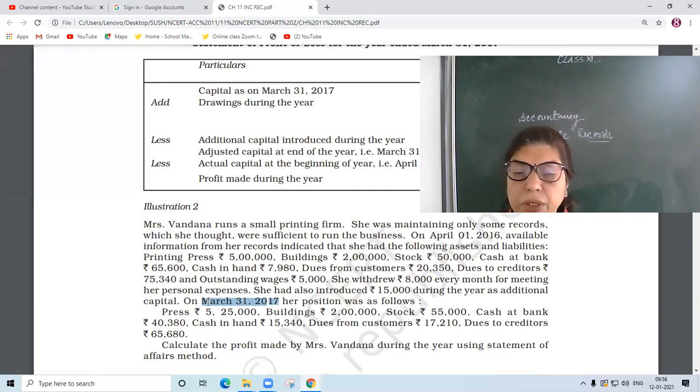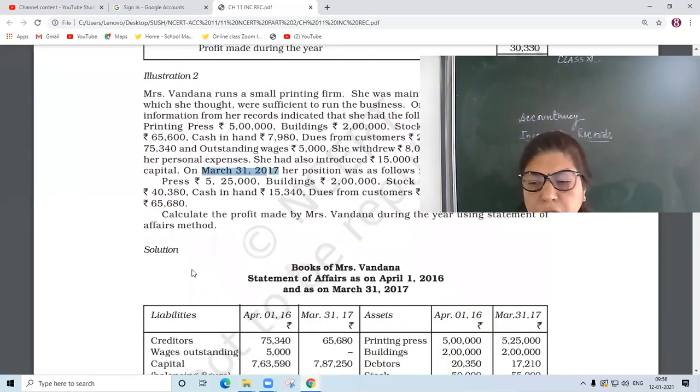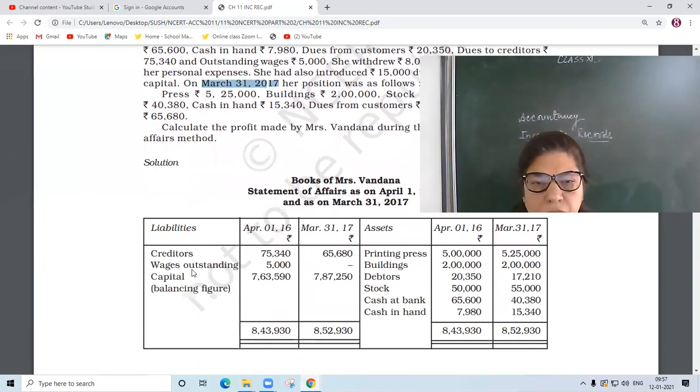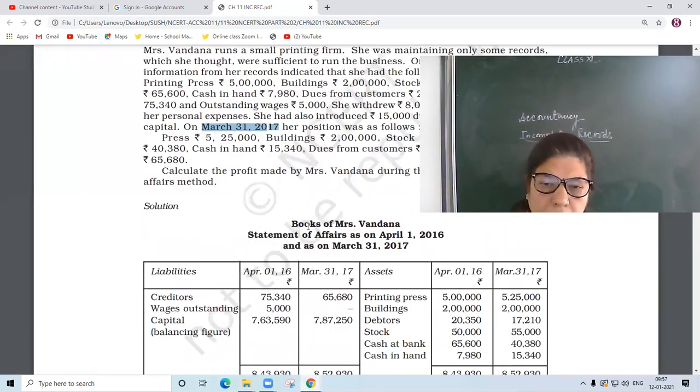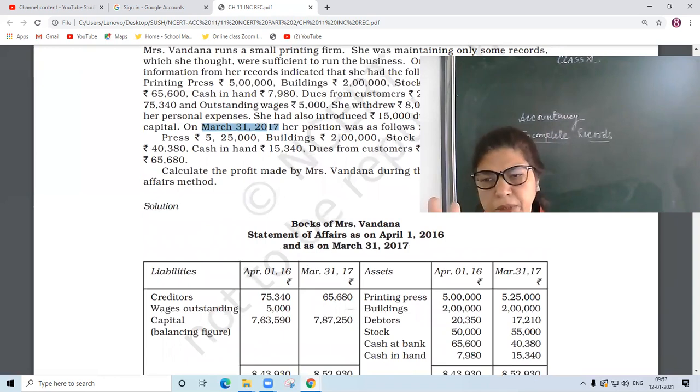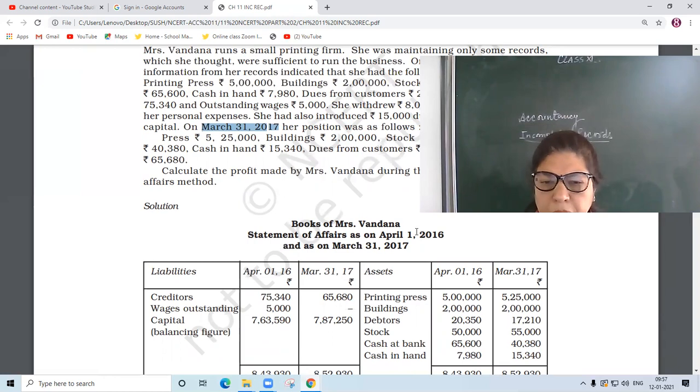Yes, very good. Two statements of affairs are to be made. One is for opening, another is for closing. Very good. Now see, you can make two formats. It is advisable to get the full marks. You should make two statements, one for opening, another for closing.